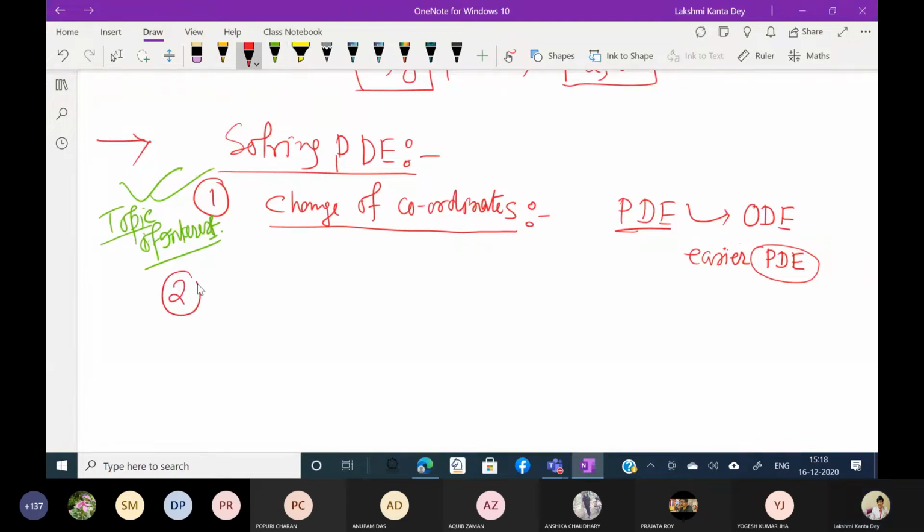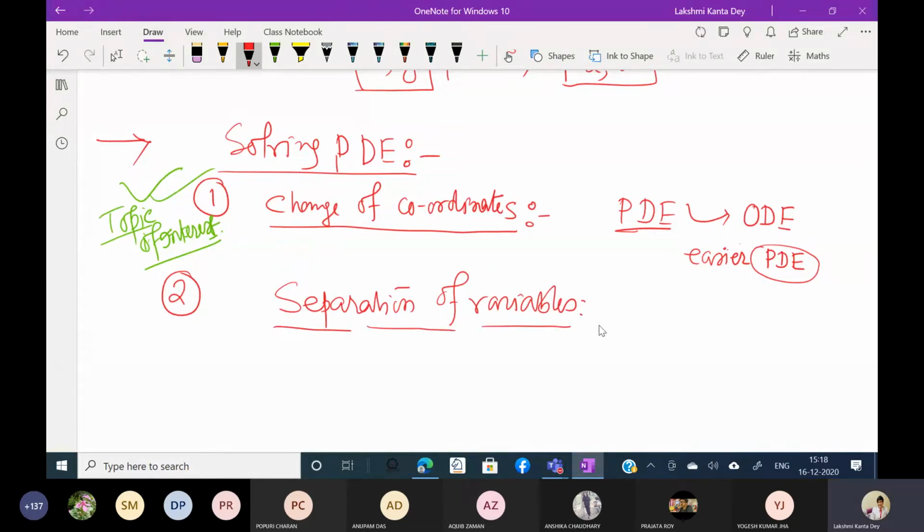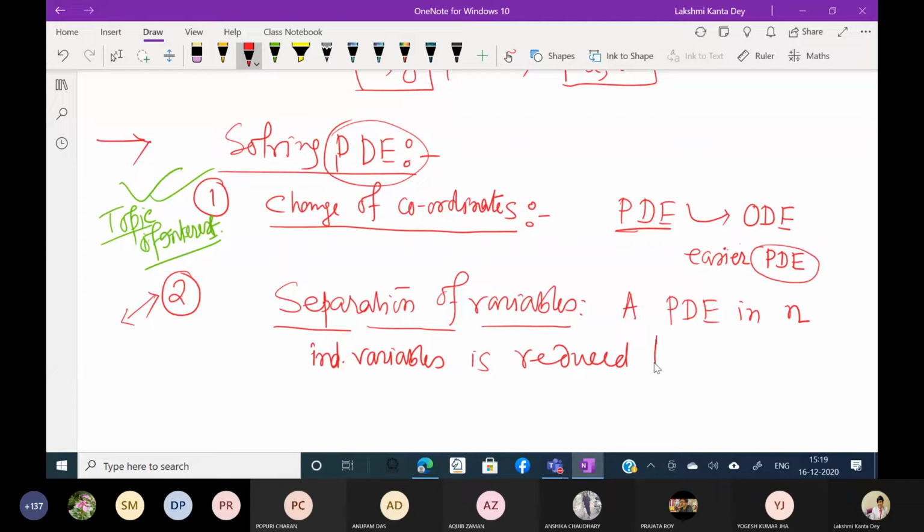Number 2 is separation of variables. This is a very standard technique, but unfortunately this time we are not able to cover this part in your syllabus. In separation of variables, a PDE in n independent variables is reduced to n ordinary differential equations. So then it becomes easier to solve the ODEs.